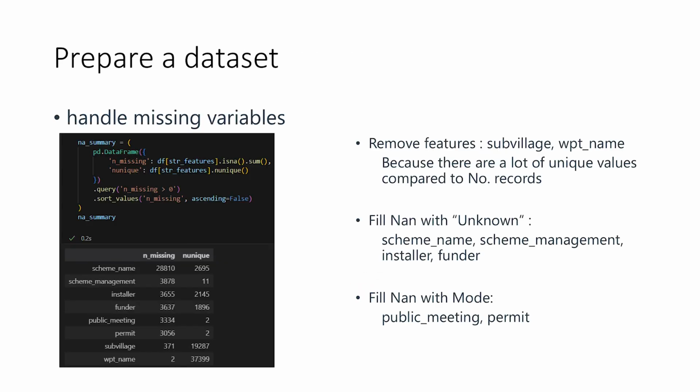Then, for preparing the dataset, we handled the missing data, removing the subvillage and WPT name columns because of the huge number of unique values. Also, we filled the none values with unknown in the following columns that you can see: scheme name, scheme manager, installer, and funder. And also, we filled none with no in the columns public meeting and permit.